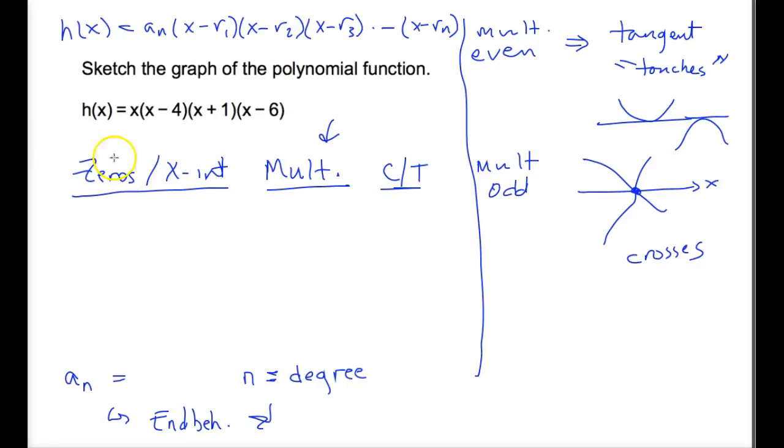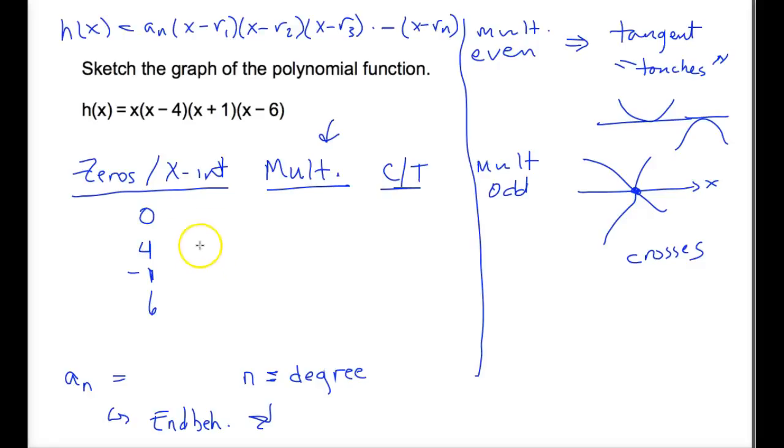All right, so looking at the zeros, we see that we have a factor of x here. So the number that we would plug in for x here to make everything go to 0 is 0. So that is our 0 or x-intercept there. We also have another 0 at 4, because we know 4 minus 4 will give us 0. We also have another 0 at -1, and we have another one at 6.